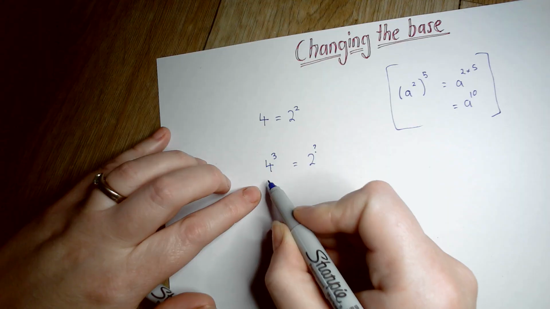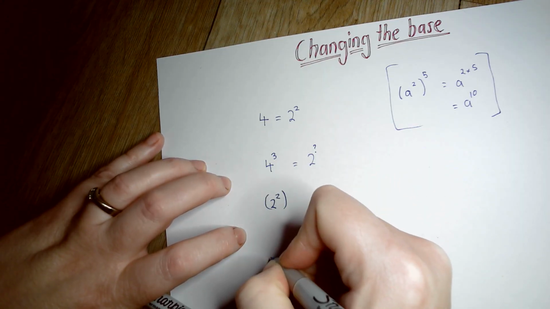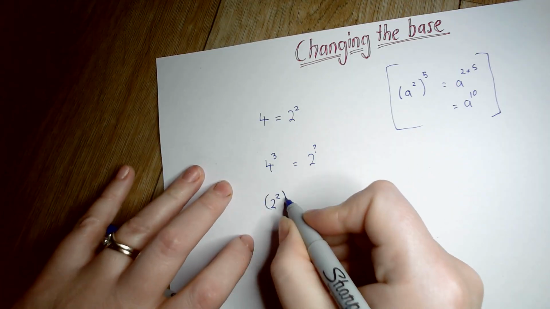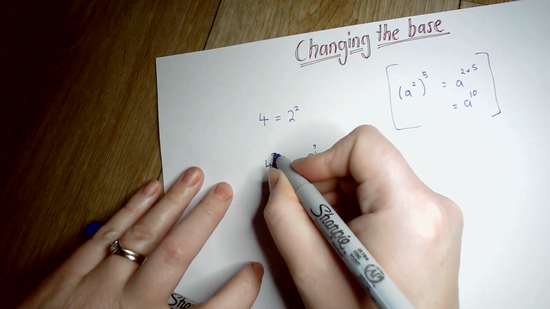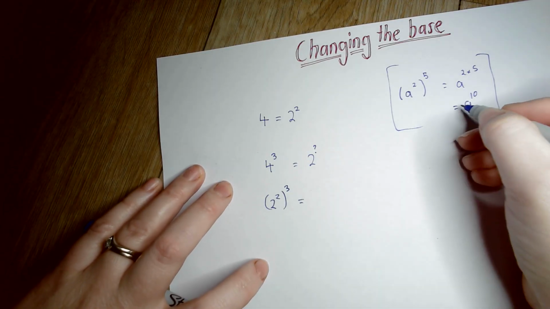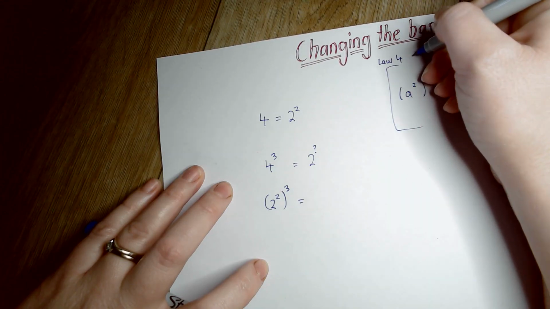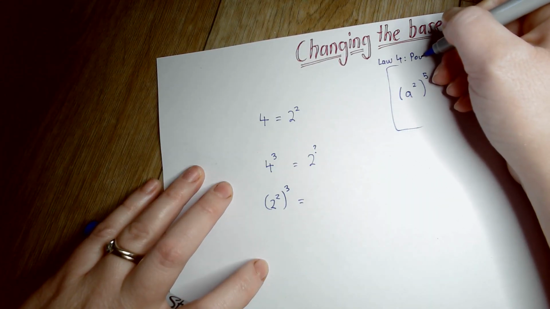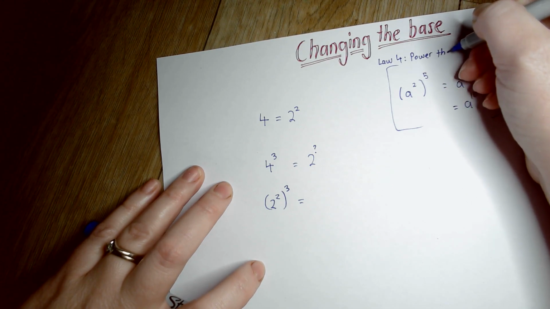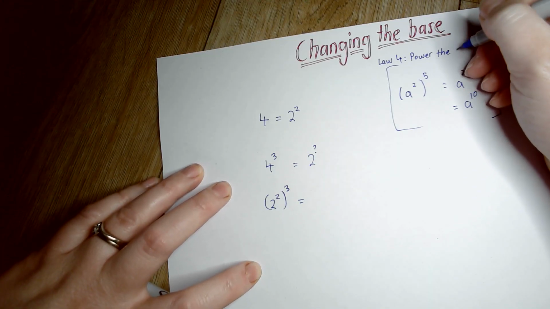So instead of writing 4 here, I'm going to write 2 squared in brackets. But remember, that was our 4, and we've got 4 to the power of 3. So we have a 3 there. And I can use my index law here. This is law 4. I call it the power to power rule, but the textbook calls it the raising the power rule. Either one is fine.